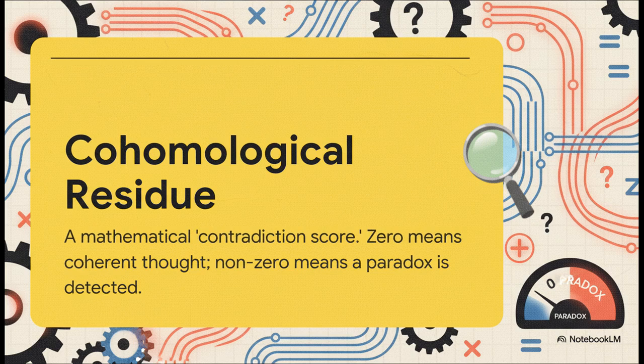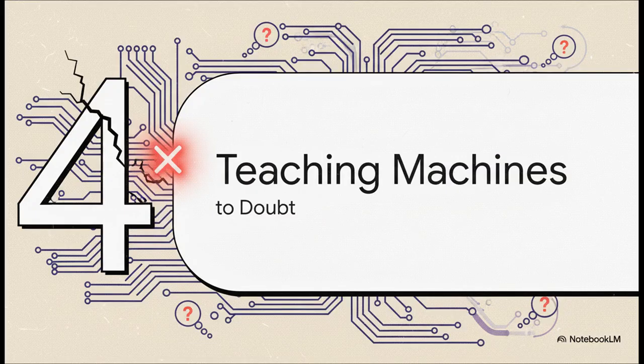If that meter is at 0, hey, the logic is solid, all the pieces fit. But if that meter is anything but 0, the AI gets a flashing red light, a concrete signal that it has found a hole in its own logic. It has literally detected a paradox. And this ability, the ability to spot its own logical flaws, is what makes this a true game changer.